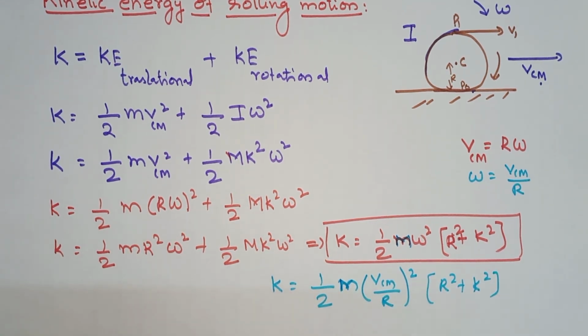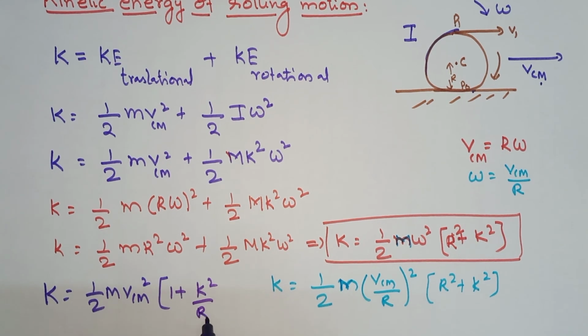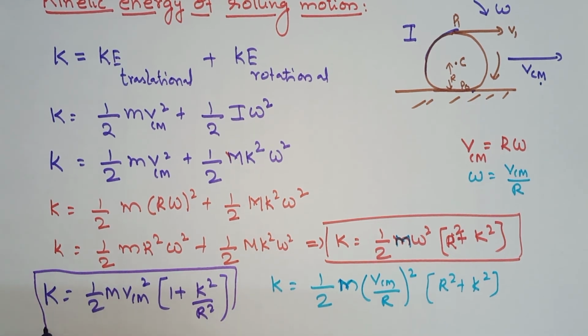Now how do you write again? So K is equal to half m VCM square, taking common, 1 plus k square by r square. So the radius of gyration values are different for different geometries, and you can apply it. Mass is given anyway, and the linear velocity, the center of mass velocity, can be given. Substitute, and you will get the total kinetic energy.